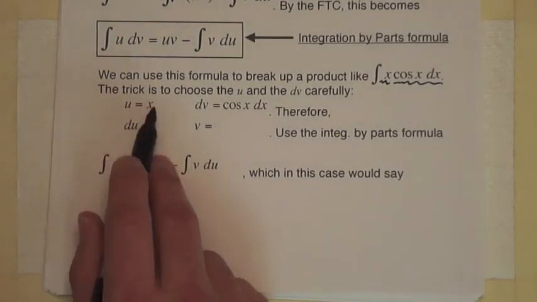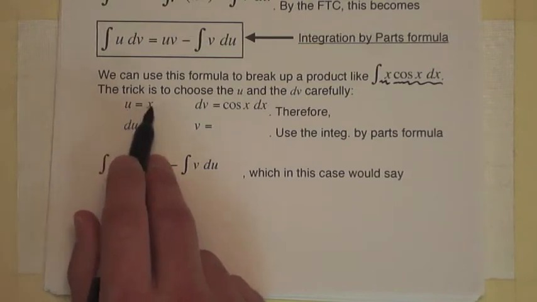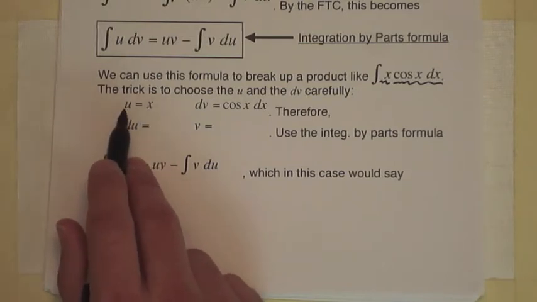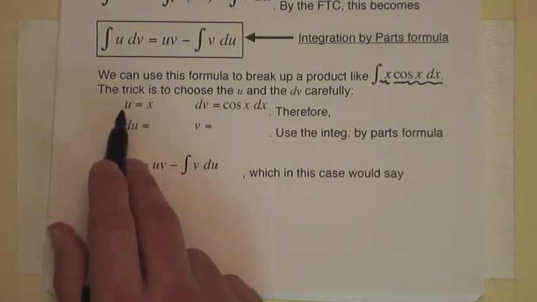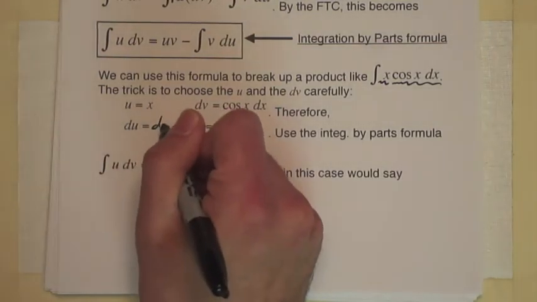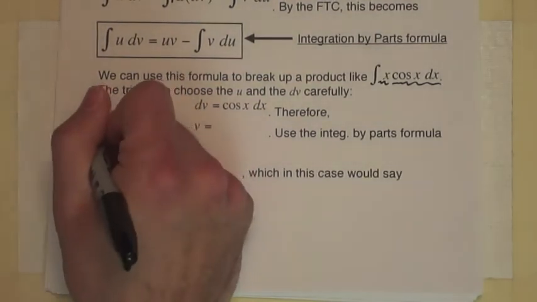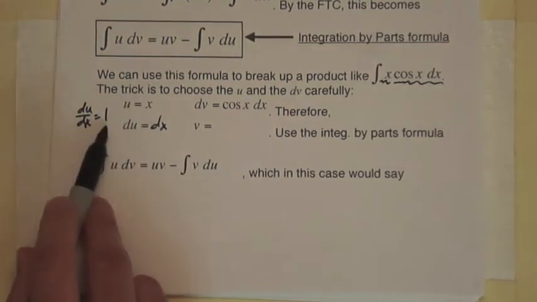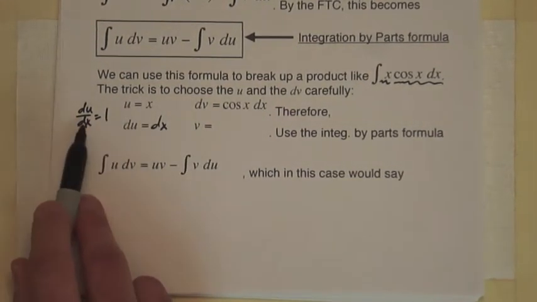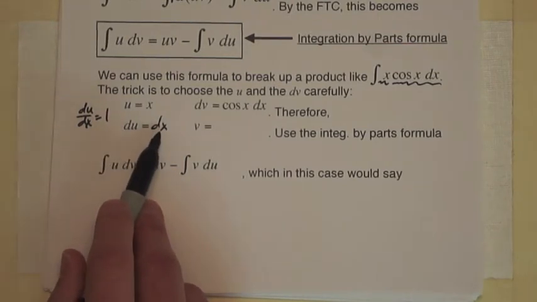So if u is x, what is du? Well, if u equals x, then the derivative of u with respect to x is 1. So du/dx is 1. Now if du/dx is 1, then du is dx. If you need to add the extra step on the side, that if u is x, then du/dx is 1, you can do that. But the end result is still that du equals dx.